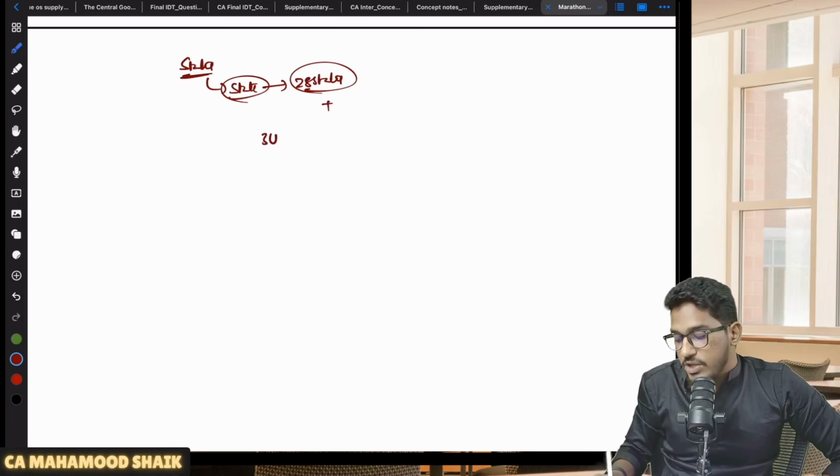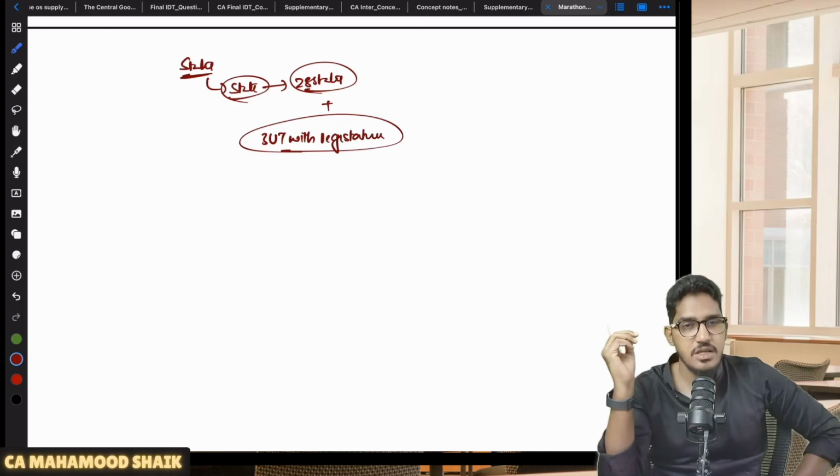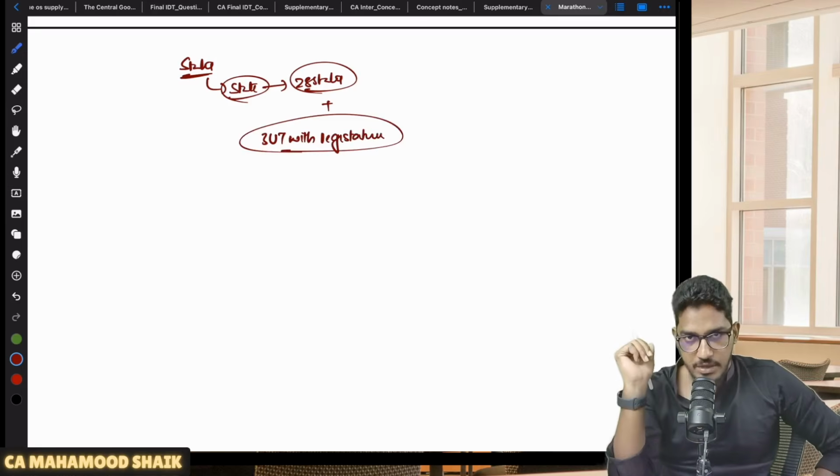There are three union territories with their own legislature. Sir, what do you mean by own legislature? They will have their own CM, they will have their own government and all.